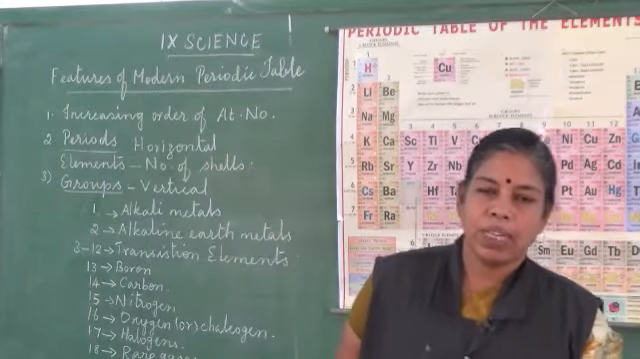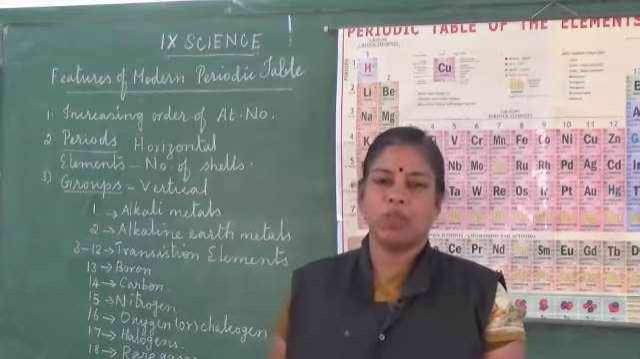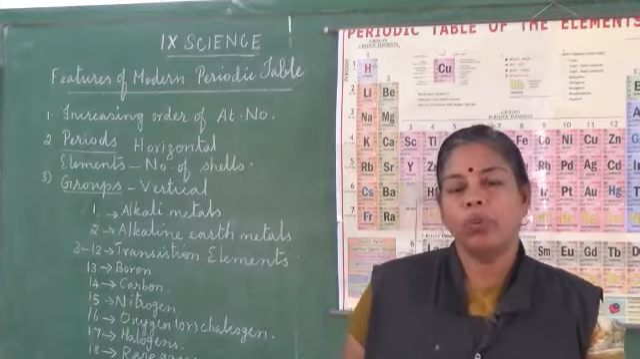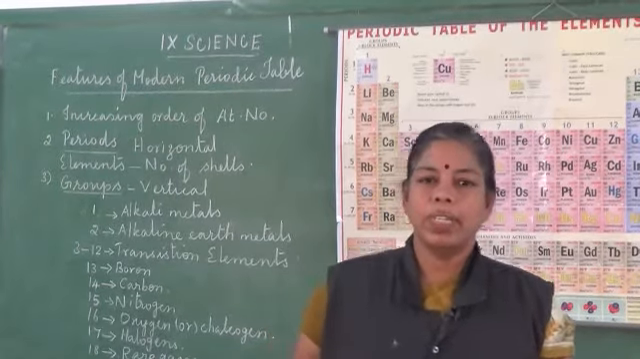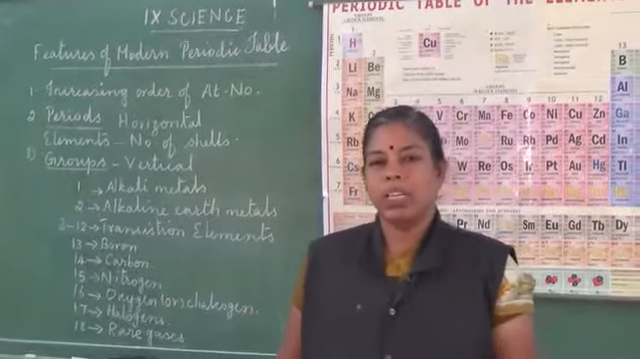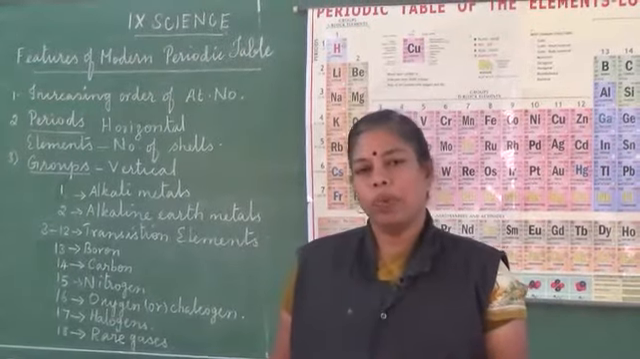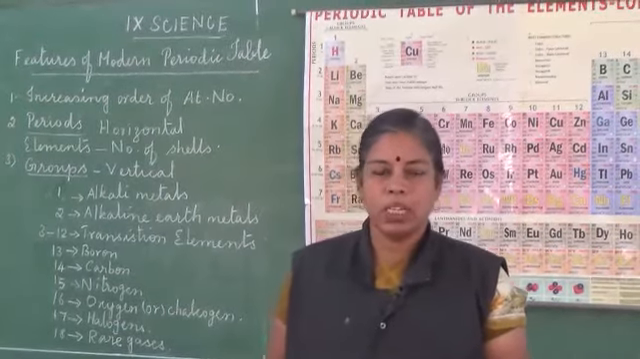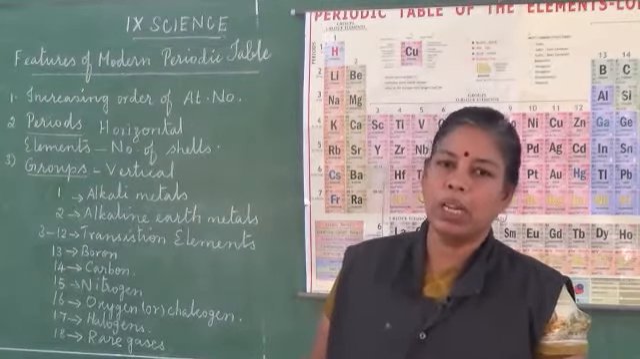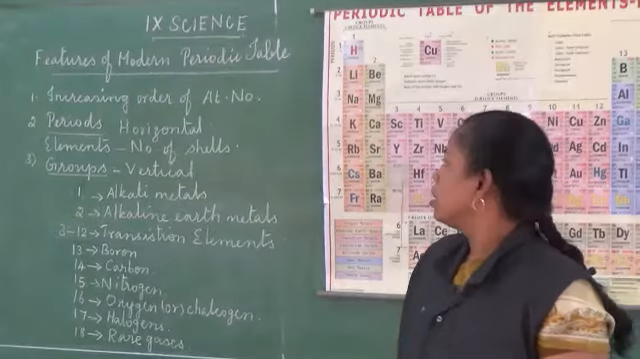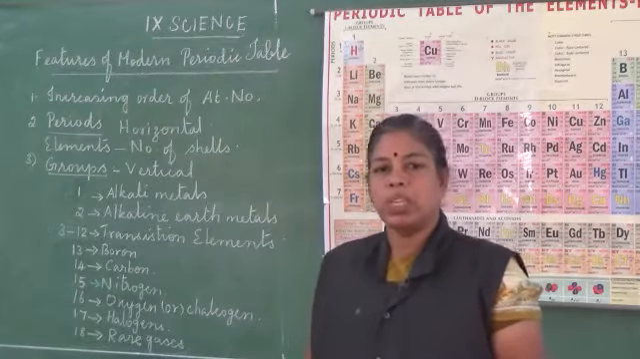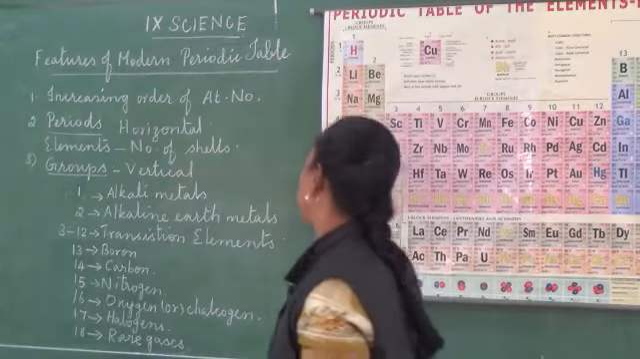In last class we had seen about the periodic classification of elements. We had seen four classifications. First one is Dobereiner's triads, second one is Newlands' octaves, third is Mendeleev's periodic table, and fourth one is Henry Moseley's periodic table, that is called the modern periodic table. In this class we are going to discuss Henry Moseley's periodic table, that is the modern periodic table.